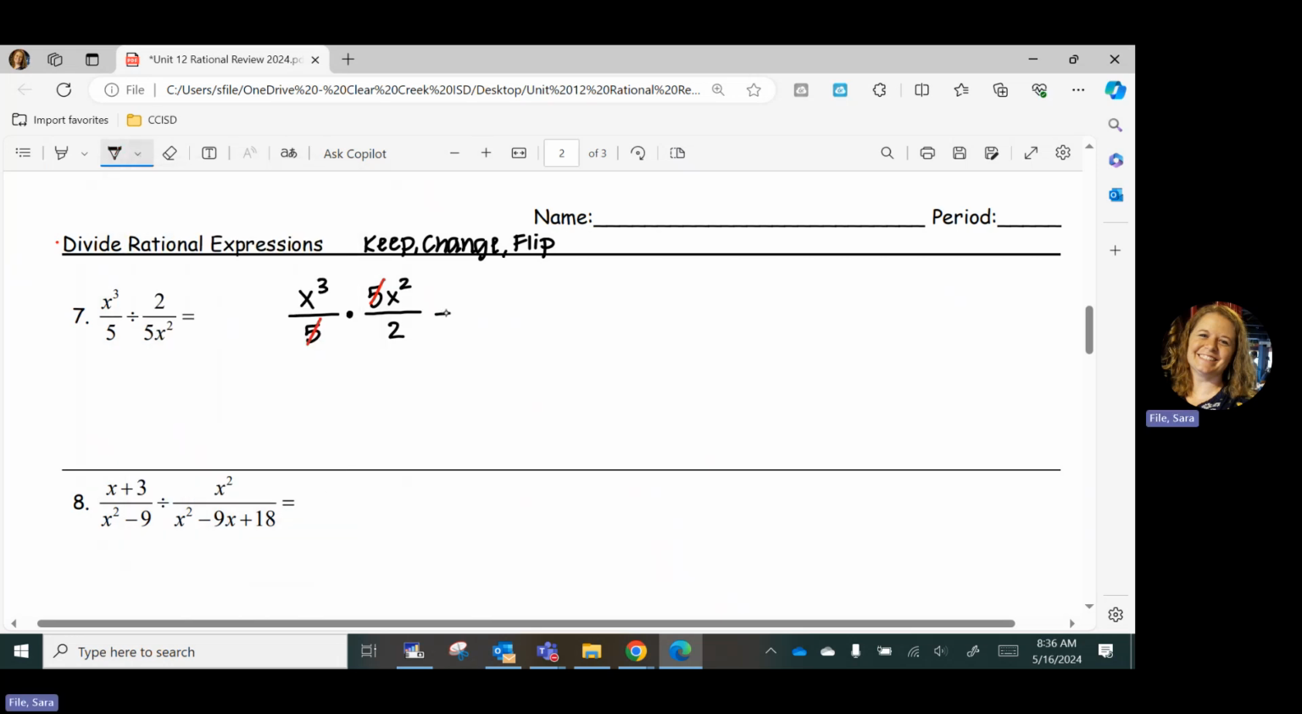So when I multiply across, you can multiply straight across the bottom, straight across the top. So x cubed times x squared. When you multiply like bases, you add the powers. So that's x to the 5th over 2. So far, so good?